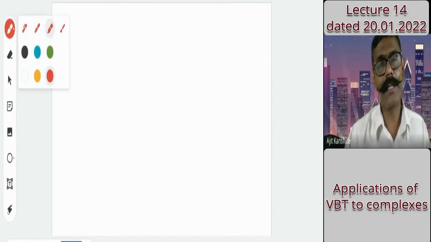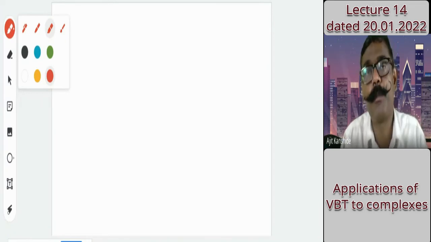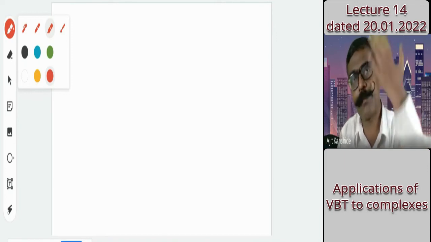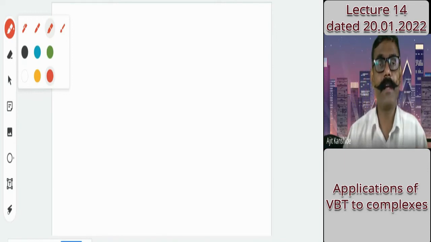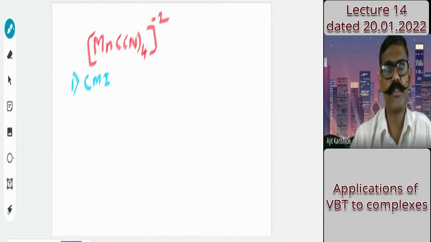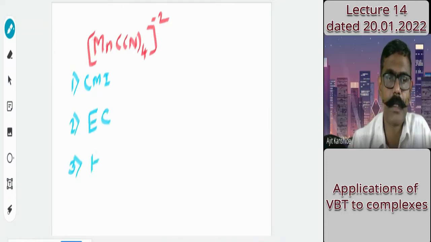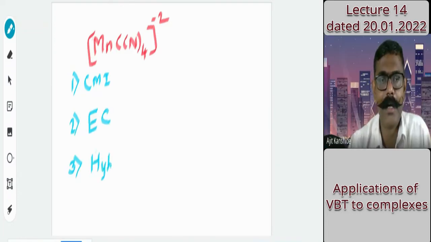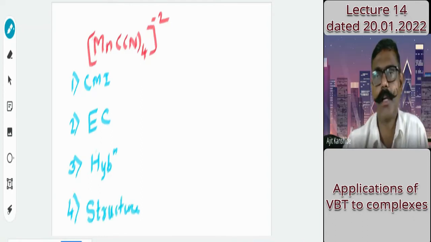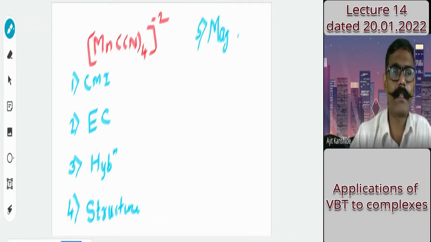Now, for the second example, instead of giving an example of hybridization, I give you the actual complex. Means I give the example, and from that, let us guess the hybridization and predict the magnetic property. I represent the complex here. I need your help. First point, central metal ion. Second point, electronic configuration. Third point, hybridization. Fourth point, structure. And fifth point, magnetism. Let us answer one by one.